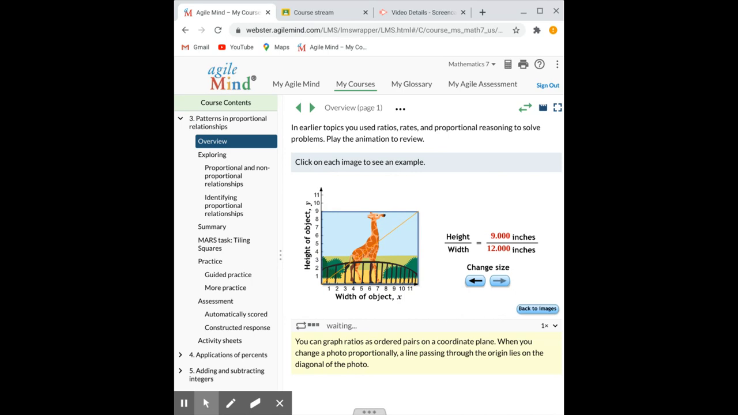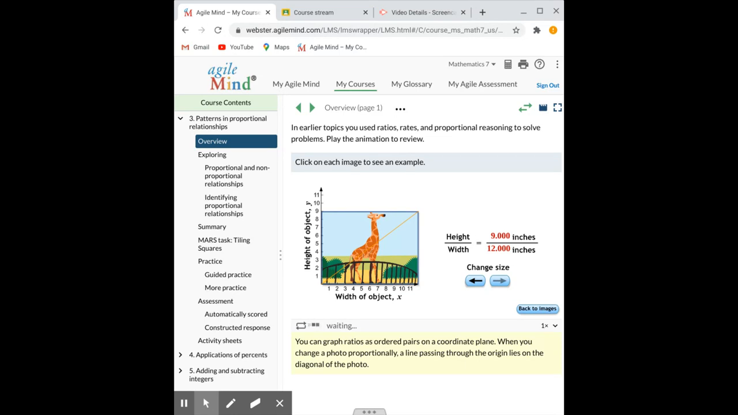Read that for us, please, Kalia. In earlier topics, you used ratios, rates, and proportional reasoning to solve problems. Play the animation to review. All right. So looking at this, look at the bottom in the yellow. What's it say in the yellow, Kalia? You can graph ratios as ordered pairs on a coordinate plane. When you change a photo proportionally, a line passing through the origin lies on the diagonal of the photo. Okay. So right here it's showing us that 9 inches of height is equal to 12 inches in width.